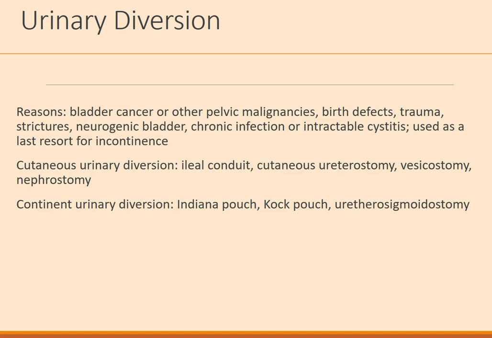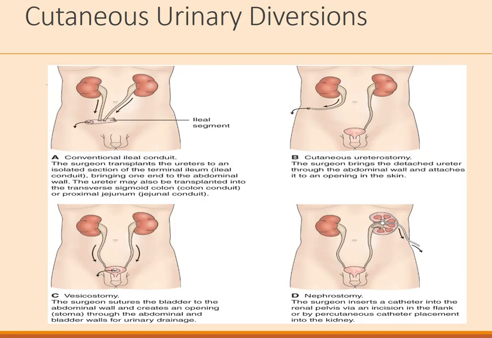So they have cutaneous urinary diversions, which are ileal conduit, cutaneous ureterostomy, vesicostomy, and nephrostomy. Continent urinary diversions such as the Indiana pouch, the Koch pouch, and the ureterosigmoidostomy. And I think these are, yes, so here are the pictures. So here are your cutaneous urinary diversions.